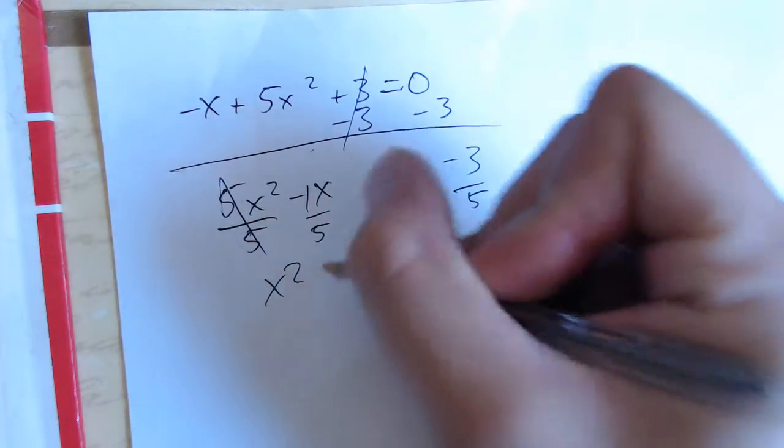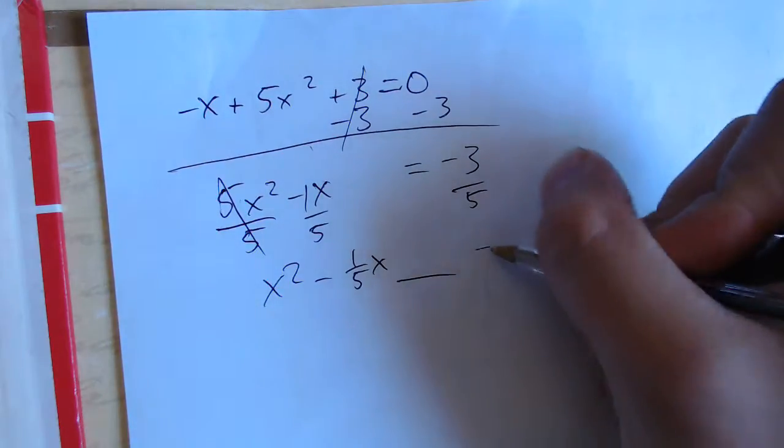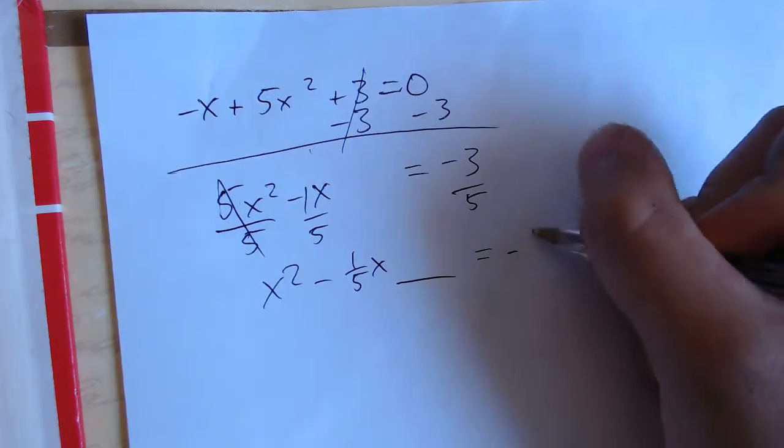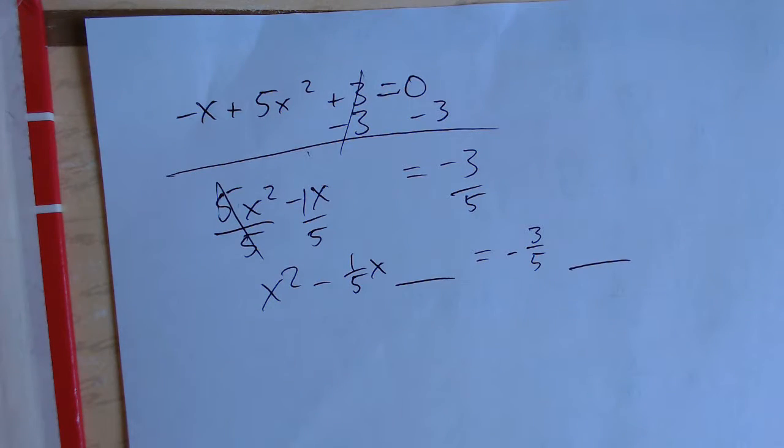That cancels, that turns into 1/5. So now I have x squared minus 1/5 x, leave a blank space for my complete the square, equals negative 3 over 5. And then I'll leave a blank space for our complete the square.